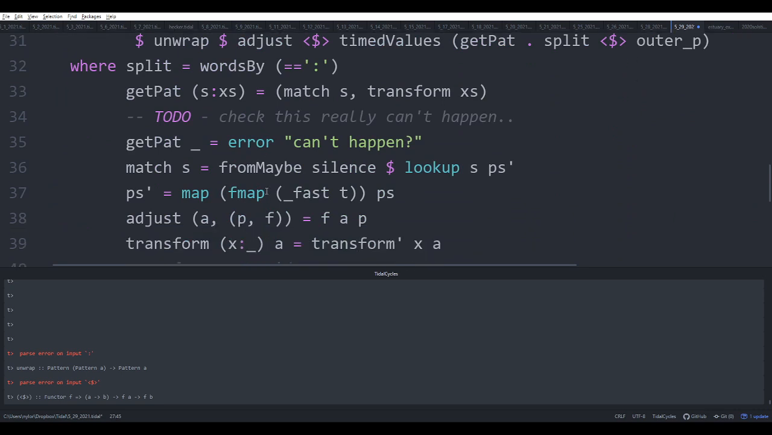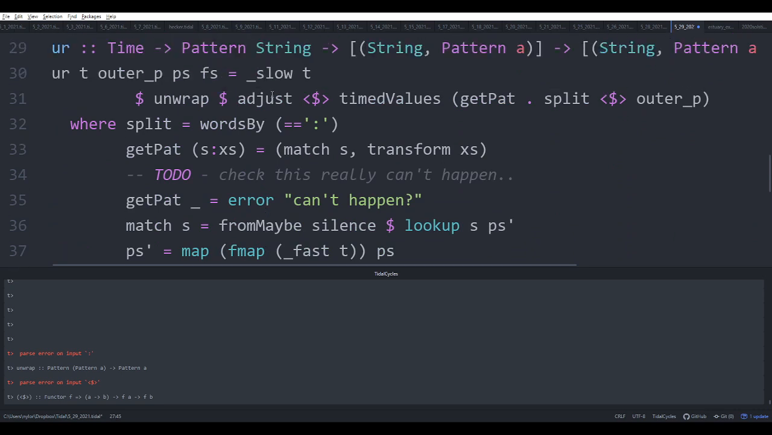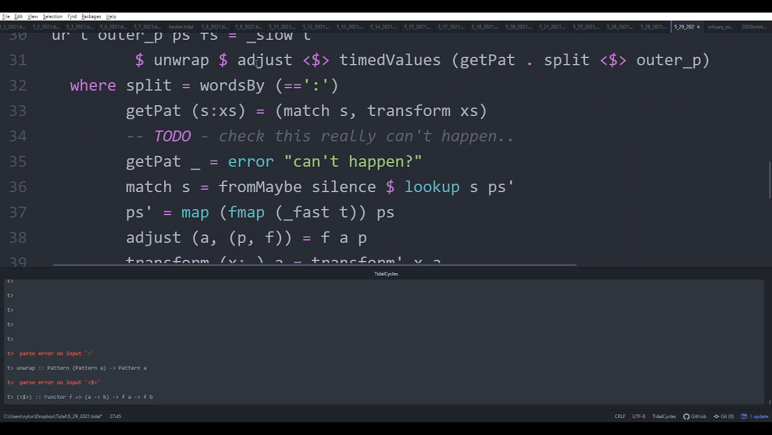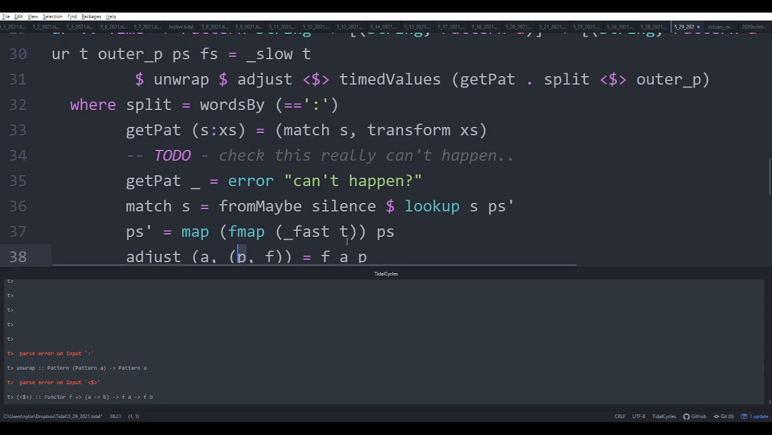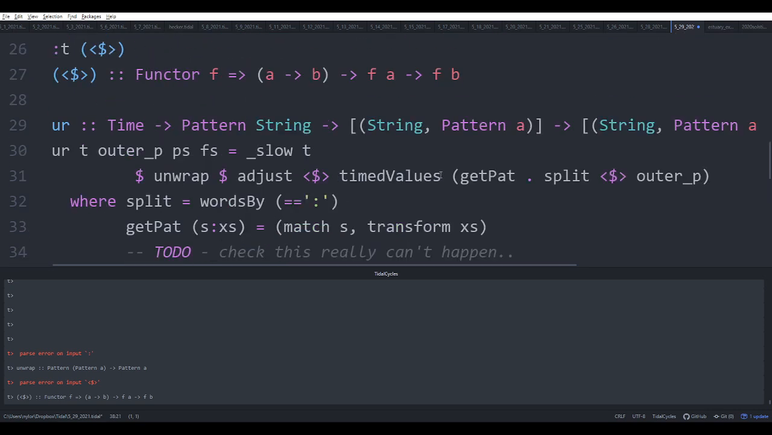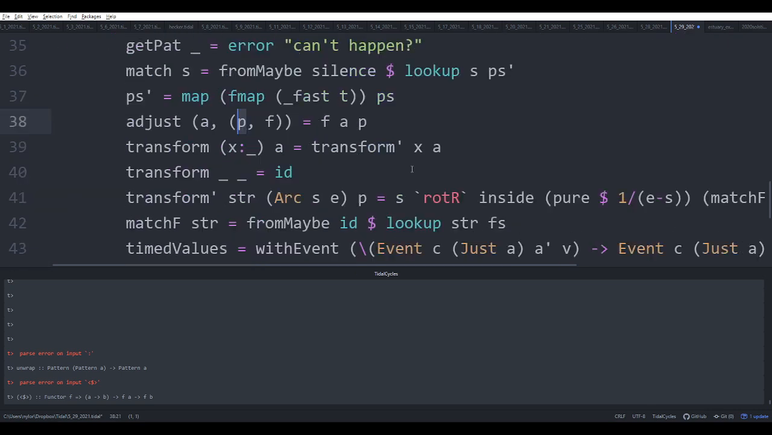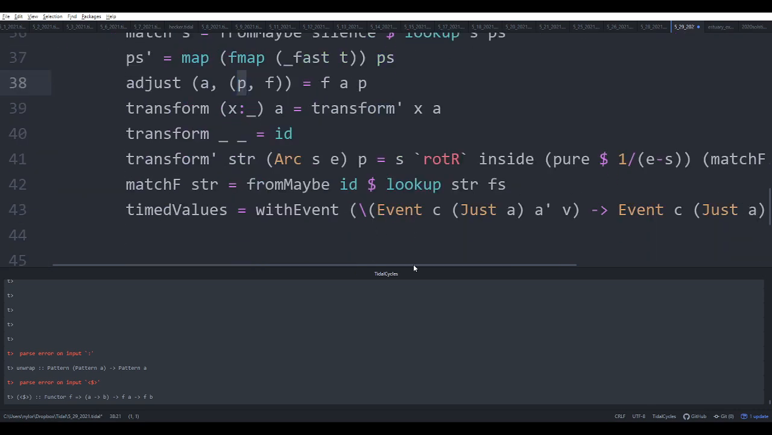So yeah, adjust is being fmapped. And what it's doing is taking a pair of whatever this is, and whatever this is, and then applying this function to them. Okay. Then we've got this whole timed values.